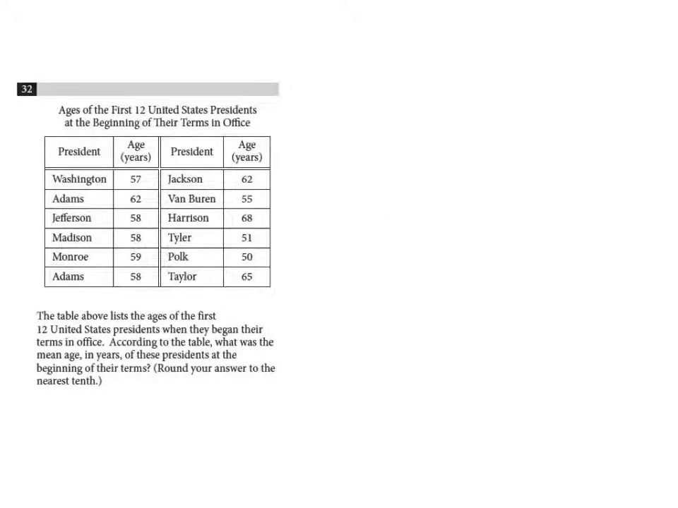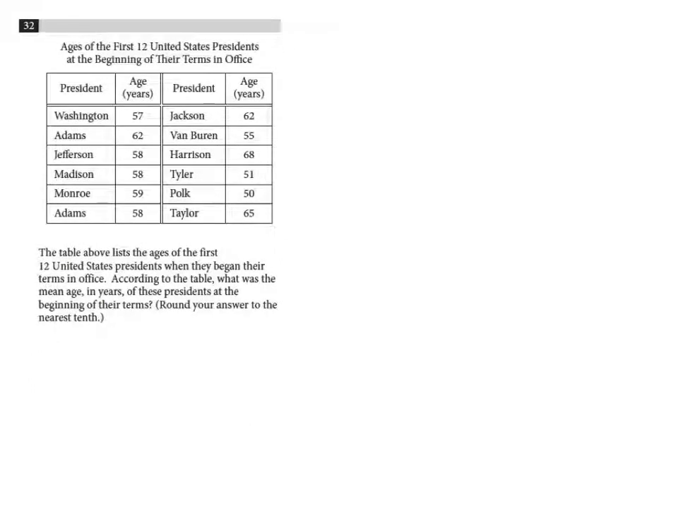We have 32. Ages of the first 12 United States presidents at the beginning of their terms in office. Okay. The table above lists the ages of the first 12 United States presidents when they began their terms in office. According to the table, what is the mean age in years of the presidents at the beginning of their terms? Round to the nearest 10th. Okay, so we're just going to be adding up all their ages and dividing by 12. I'm going to do that on my calculator here.